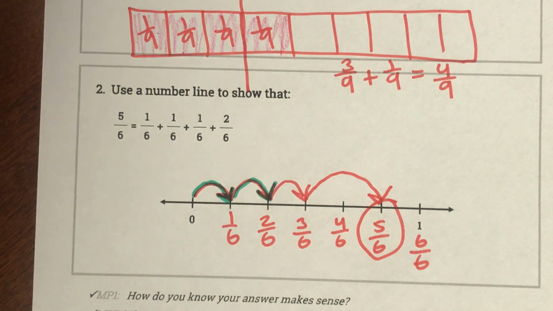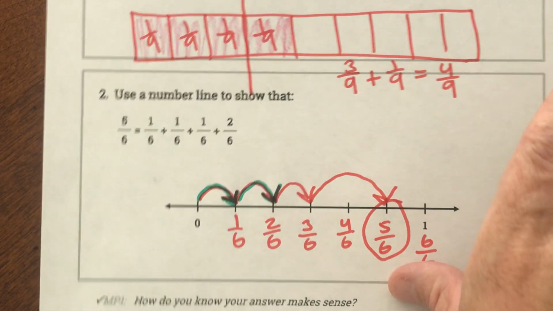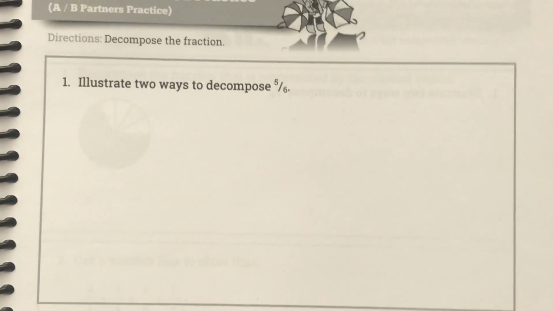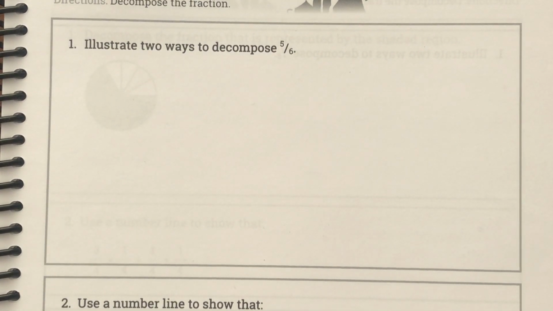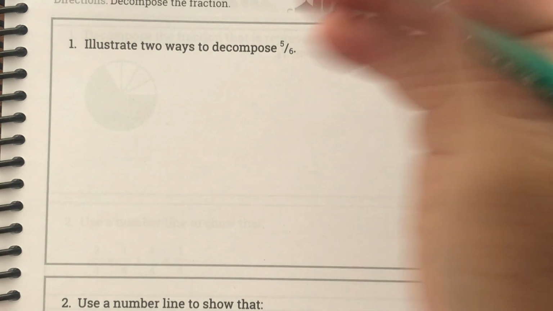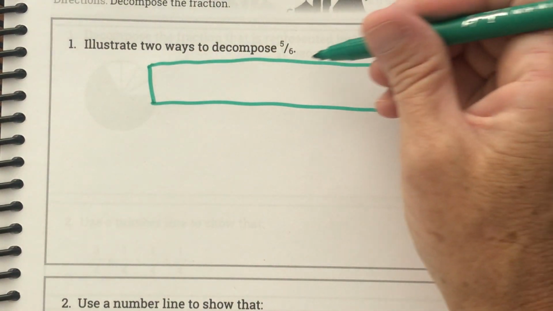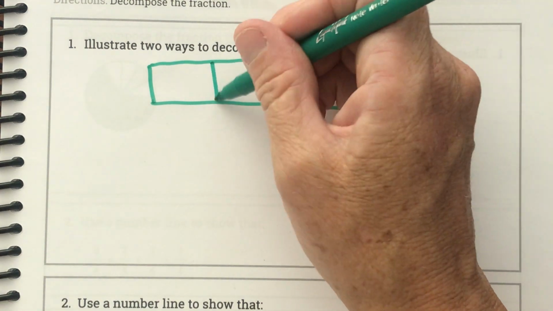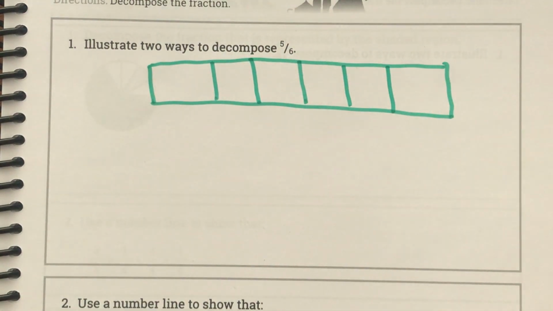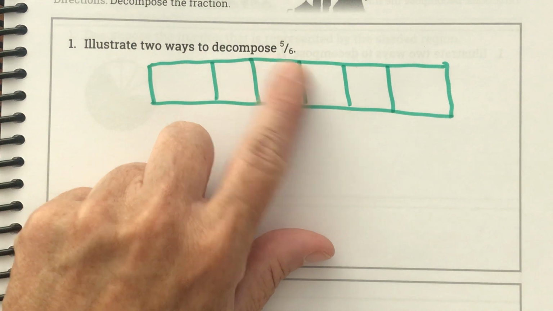Okay, let's try some together. So we're on page 68, and here's our first one. It says, illustrate 2 ways to decompose 5/6. So we're going to do this using an area model. And remember you're going to have to do it 2 ways, so you want to leave some space. You don't want to do it too big. So here's my first one. I'm going to divide it in half, and then if I divide those into thirds, that should give me 6 parts. So we have 5 out of the 6 parts.